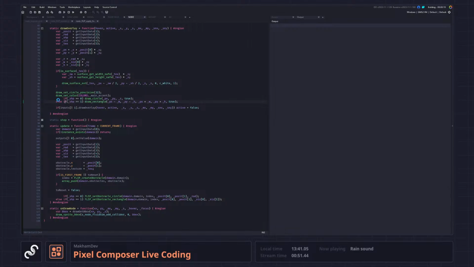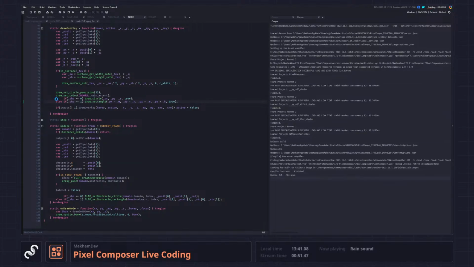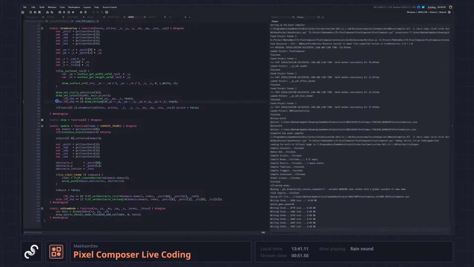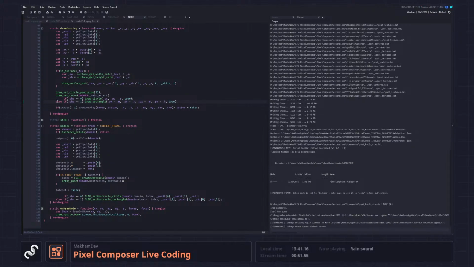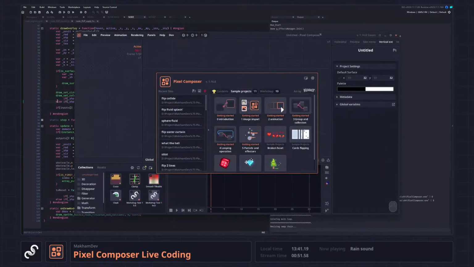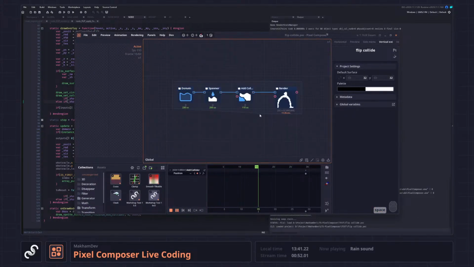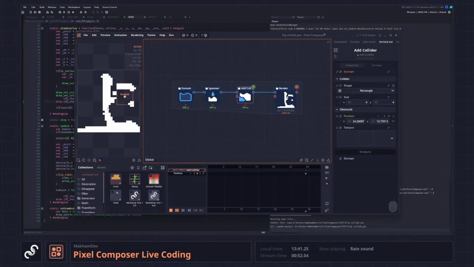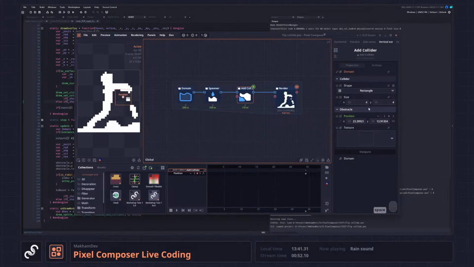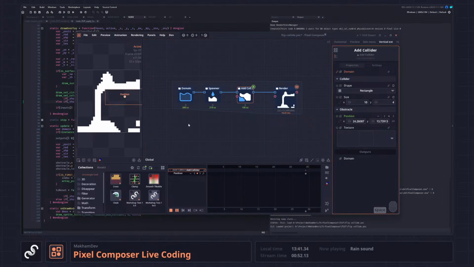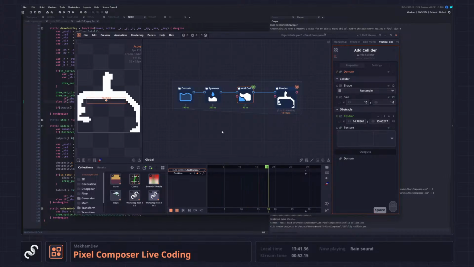Save. And yeah, okay, it seems to be correct. It collides with the rectangle properly. Yep. Oh, cool. Very nice. If I just... Okay.